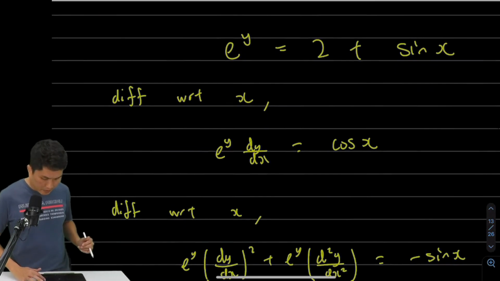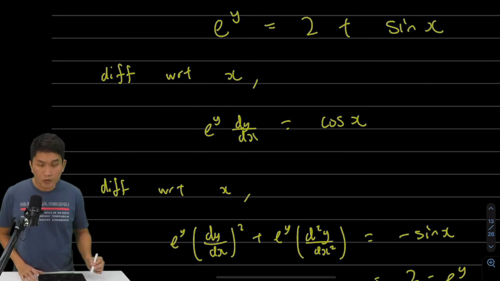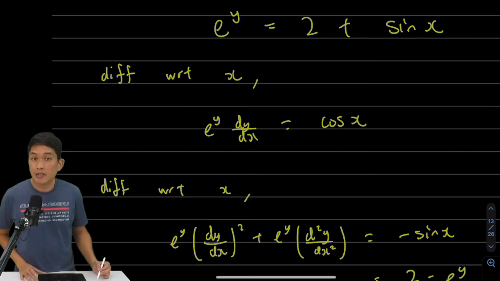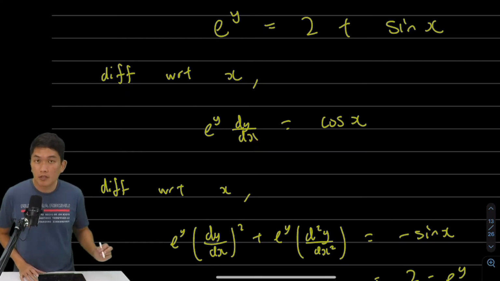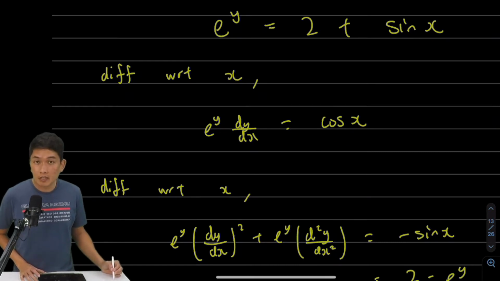Now differentiating again with respect to x implicitly. Now this time my left hand side would involve a product rule. So let's say we differentiate this, right? e to the y, that will give me e to the y and a dy/dx. Combining with this dy/dx here gives me a (dy/dx) squared. Now to get the second term, I fix this term and differentiate this one. Differentiating this, I get d squared y/dx squared, so that's e to the y, d squared y/dx squared. That's our product rule. On the right hand side, differentiating cosine, you get a negative sine x.